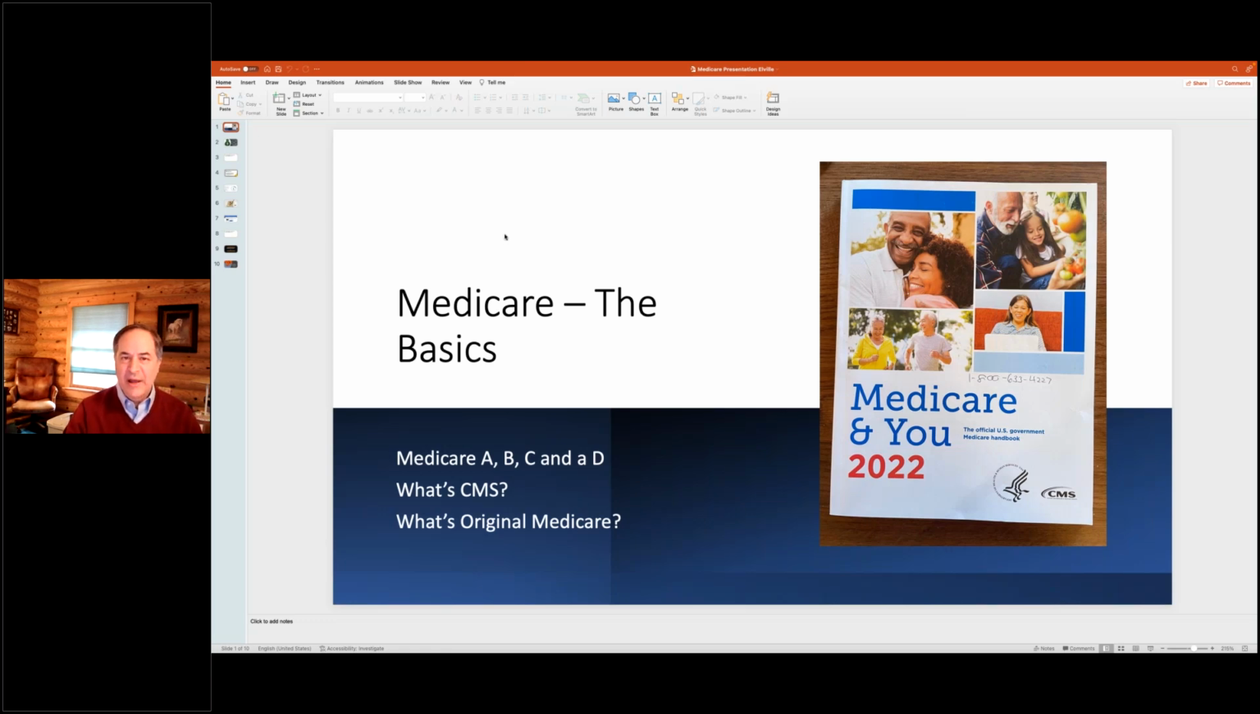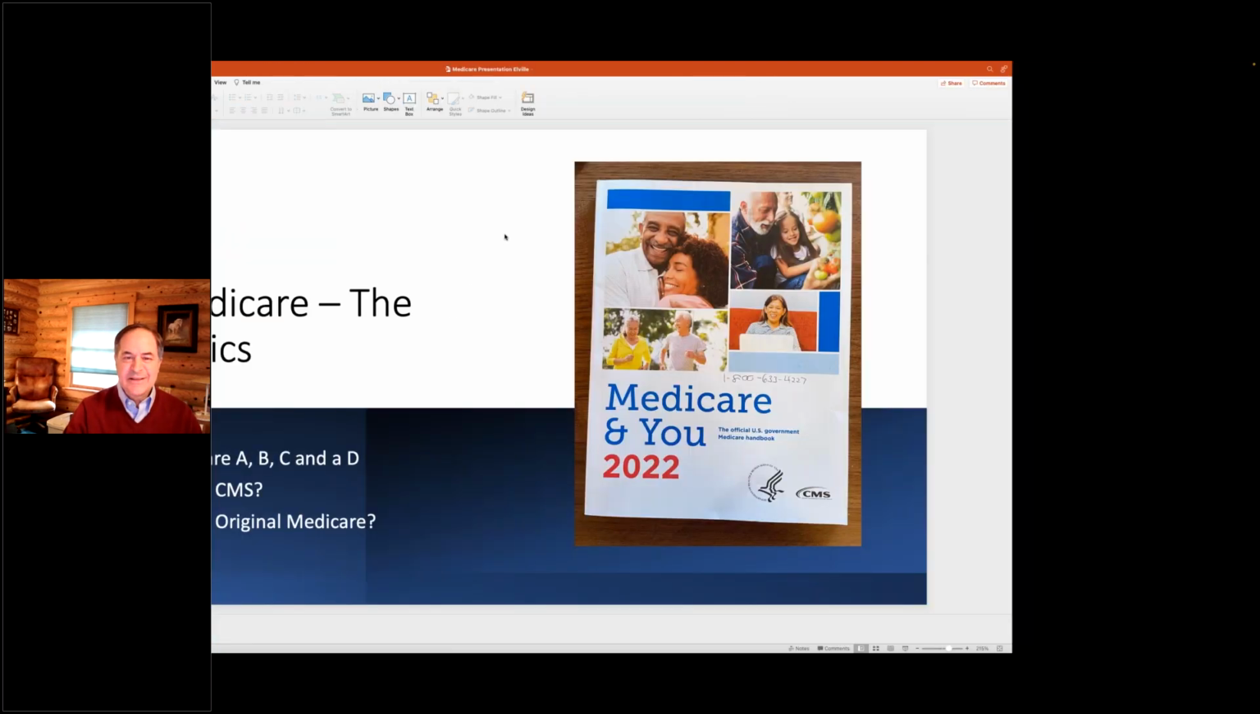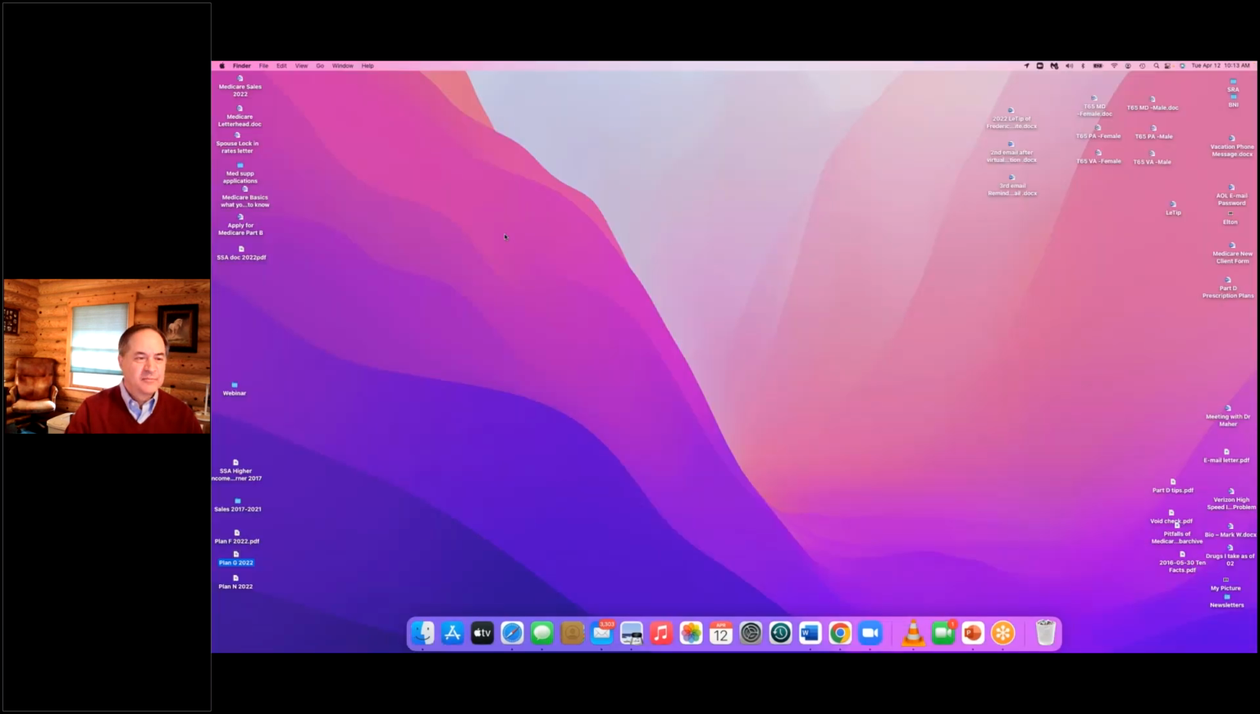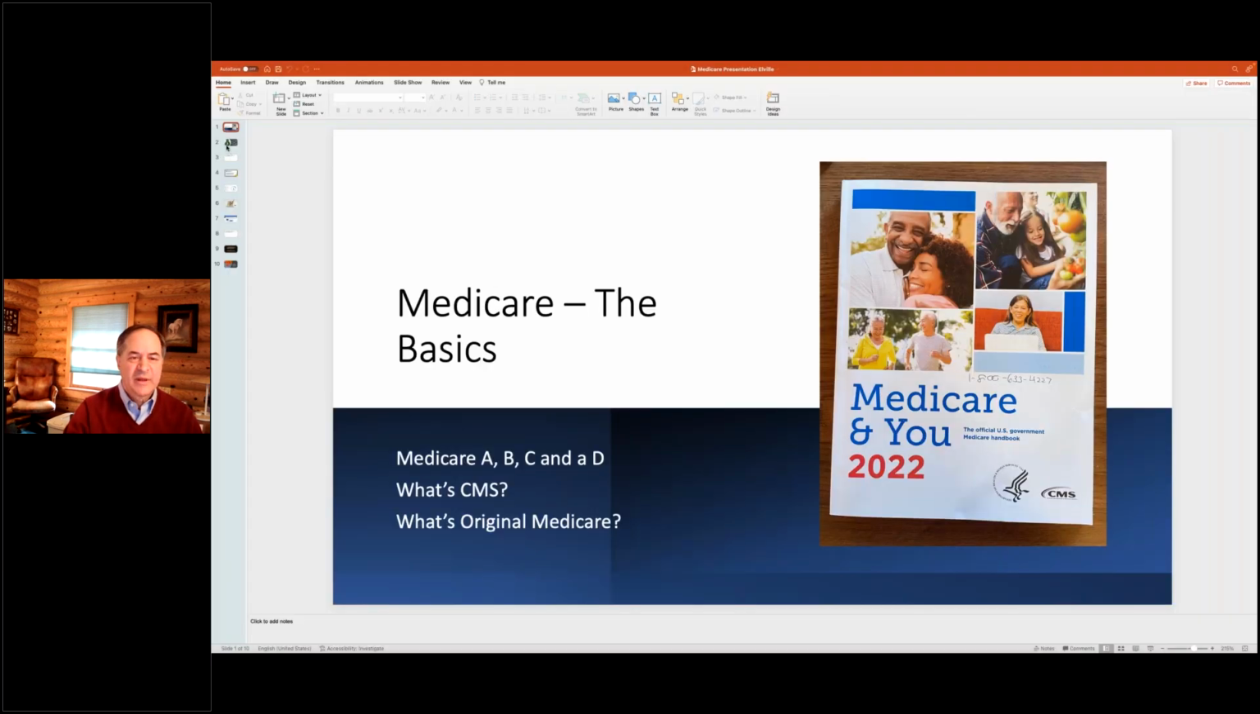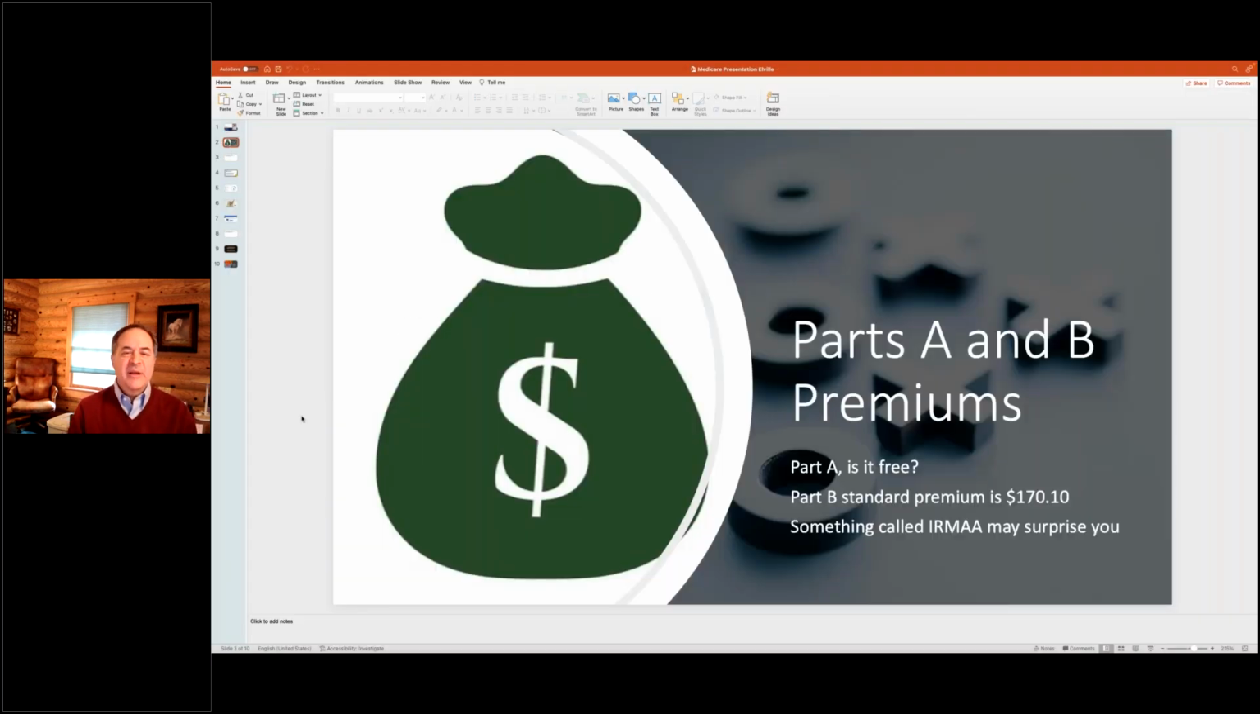We know that Part A doesn't cost you anything. I didn't say that about Part B, though. You've got premiums for Part B. Part B, the typical premium is $170.10. We have what's called a standardized level.